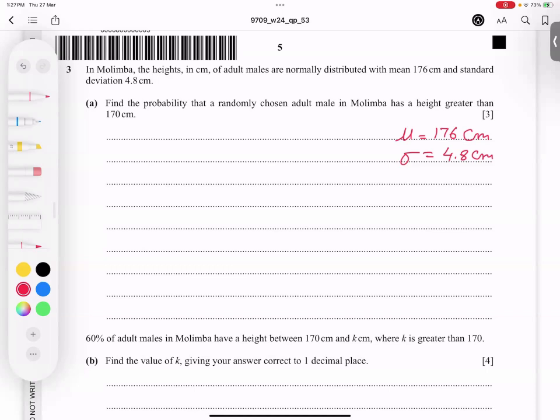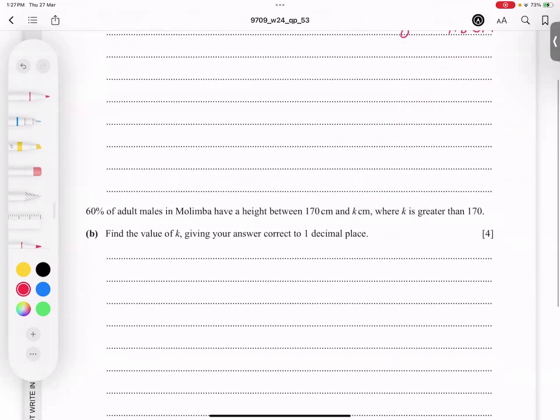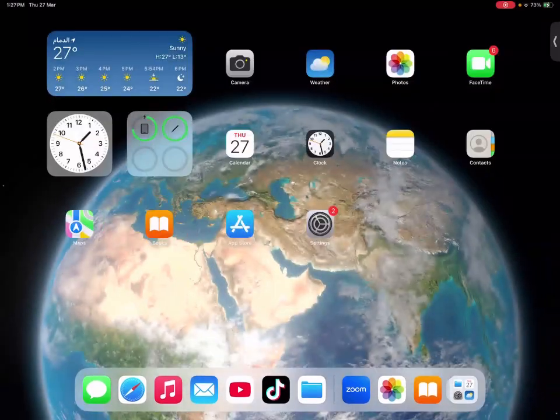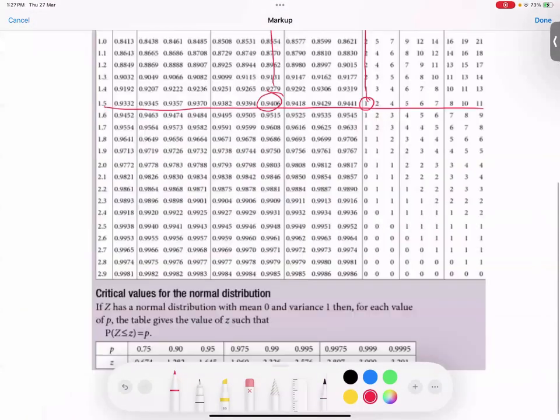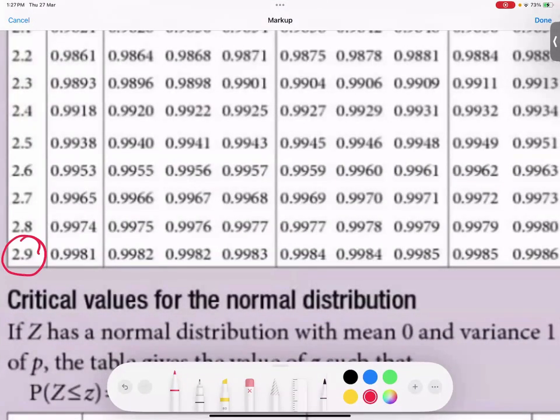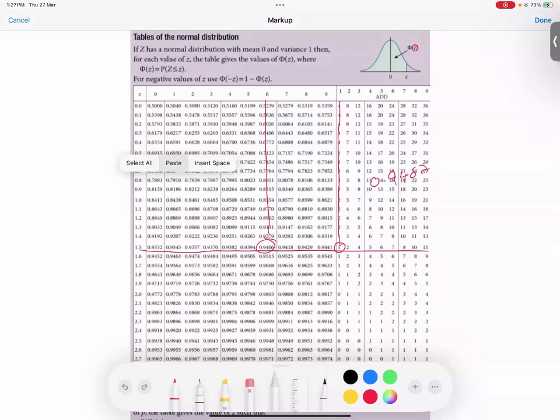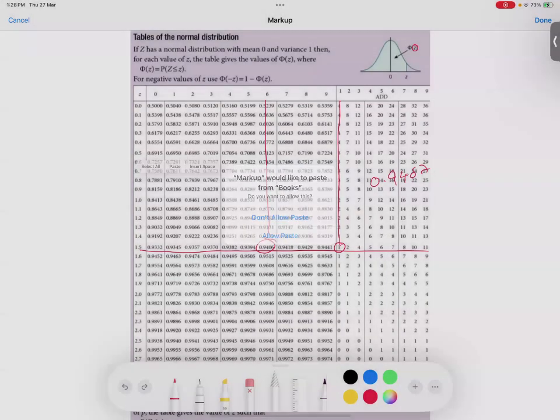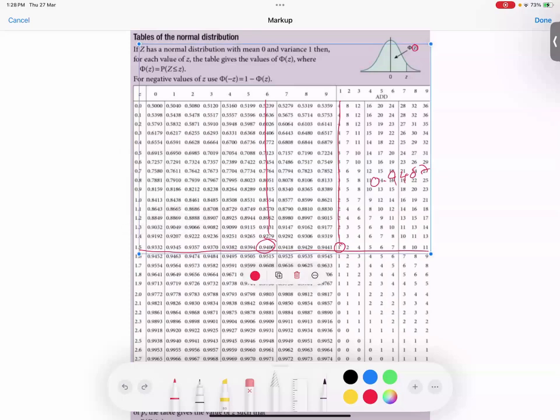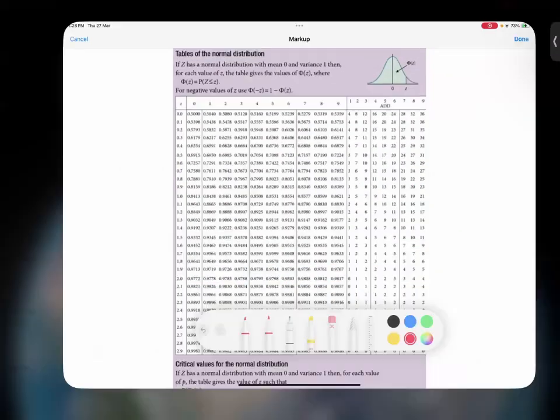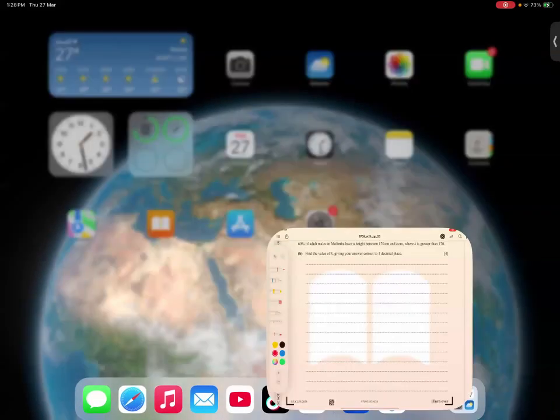What was the first part asking? Find the probability that a randomly chosen adult male in the city has a height greater than 170. So it means height more than 170. And you know very well that when we see the table, we don't have values above 2.9, so this data is not in normal format. If it is not in normal format, we have to convert.